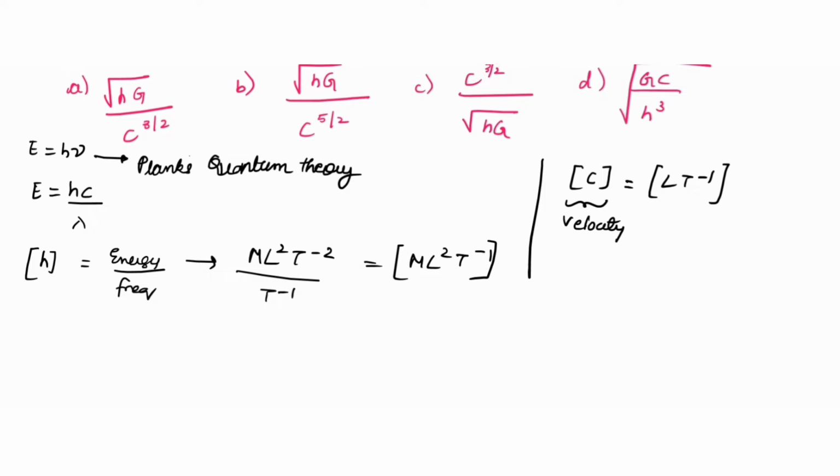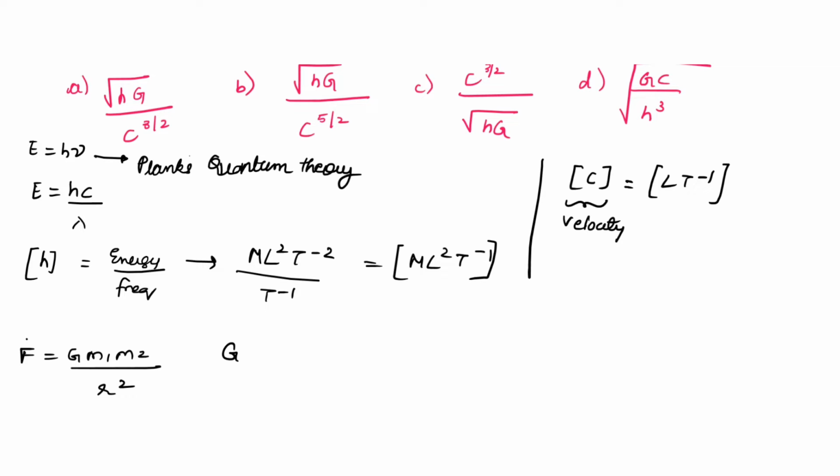Which formula is there in which g is present? Whenever you see a new physical quantity, you should always try to recollect any formula that contains that particular physical quantity. We know from Newton's law of gravitation this famous formula: F is equal to G m1 m2 by r square. So this formula has the G term in it.